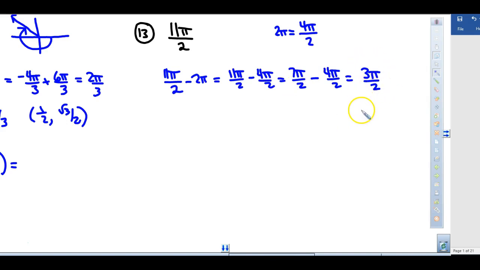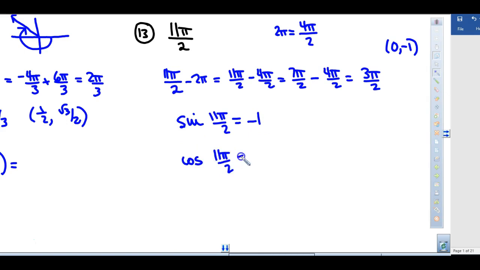3 pi over 2, that is on your unit circle, okay? The ordered pair for 3 pi over 2 is 0, negative 1. So you can figure out easily what the sine is of 11 pi over 2. That's going to be your y coordinate. And your cosine, that's going to be your x coordinate, and so on. Okay?